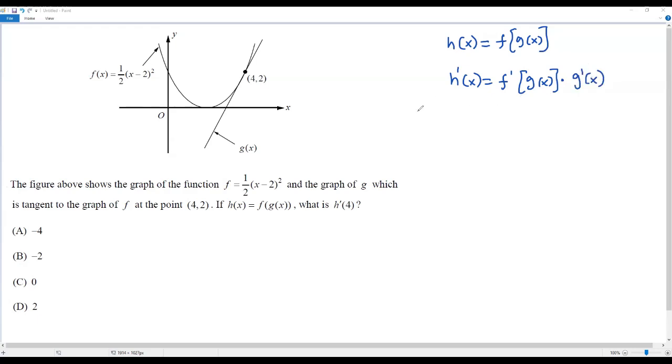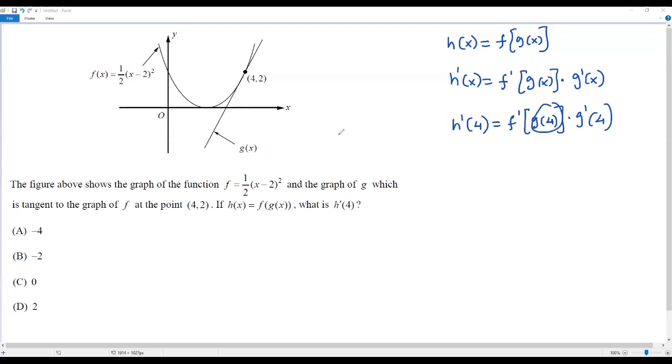Now I have the derivative of the function h of x, that is h prime of x. But our aim is to find the value of h prime of 4. That is, we have to plug in 4 for x over here. Let me do it. Then h prime of 4 equals, on the right side also we plug in 4 for x, f prime of g of 4 times g prime of 4. Here, g of 4.